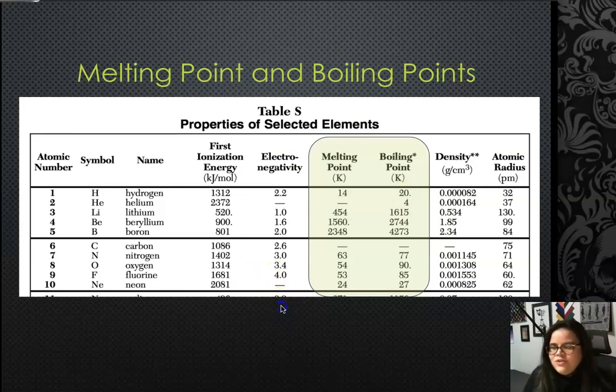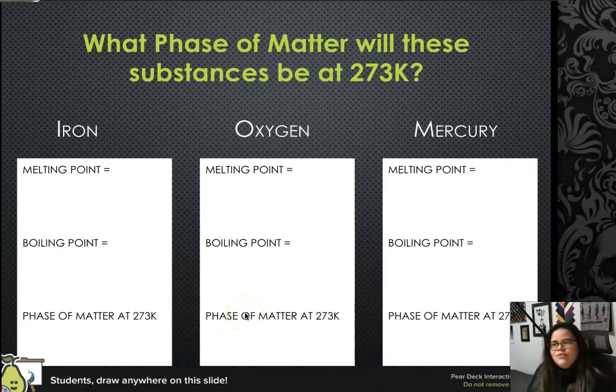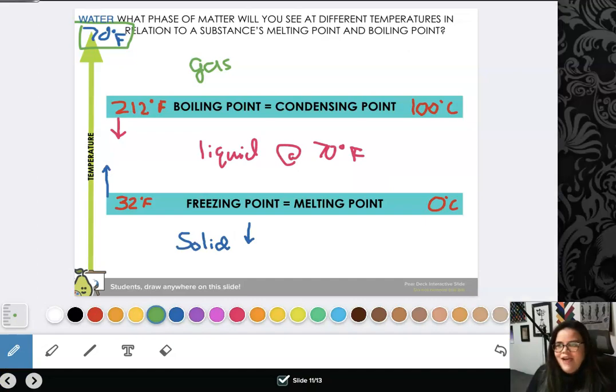Okay, so what you're going to do is you're going to go ahead and practice that information for iron, oxygen, and mercury. If you do not have the reference table, look on Google Classroom. It was posted with today's assignment. Make sure you are looking up the melting point and boiling points in Kelvin if you are using Google, and you're going to compare them to the temperature in the question, which is 273 Kelvin. Okay? So I'm going to walk you through the first one before you move on to the next two, just to see where you're at.